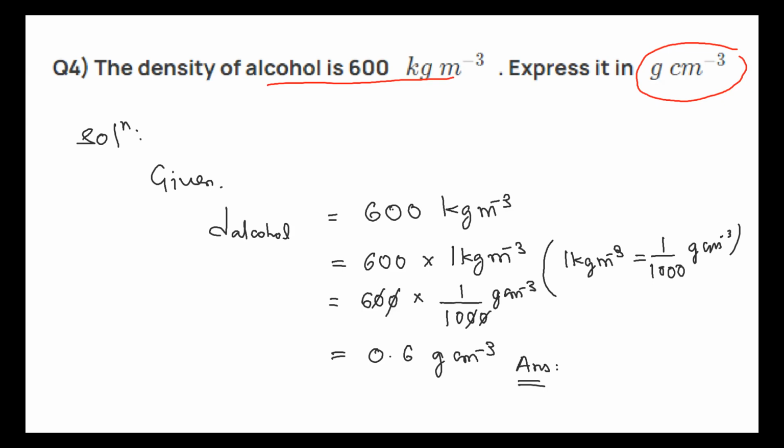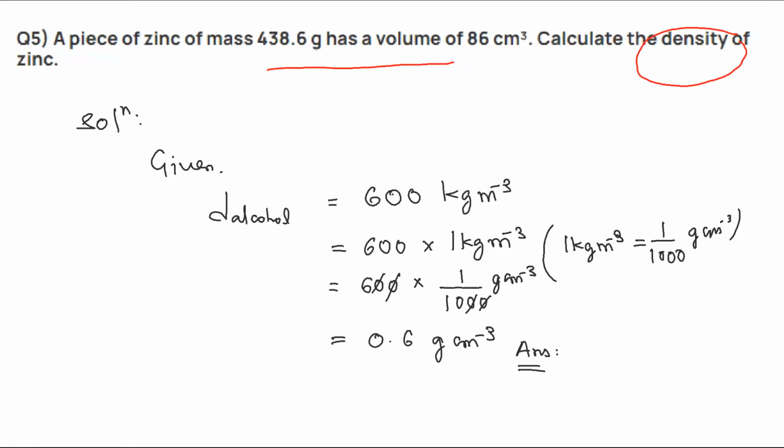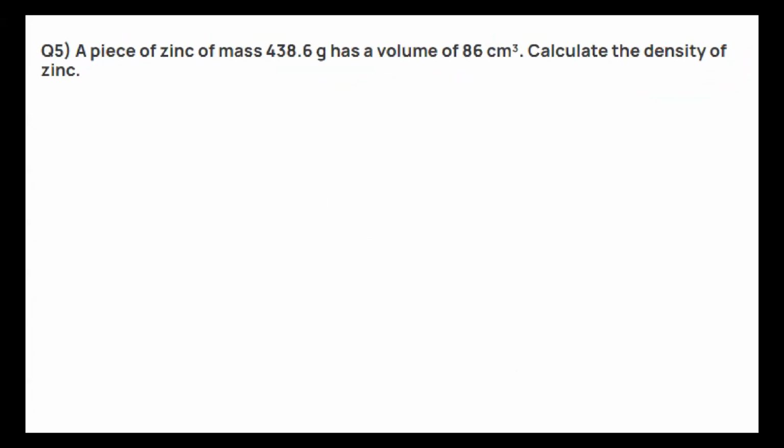Let's move to the next question. Next. What they have said: a piece of zinc of mass is given, has a volume this much given. Calculate the density of the zinc. Mass is given, volume is given, density they have asked. What is this? Solution.